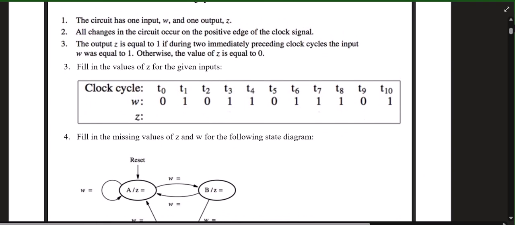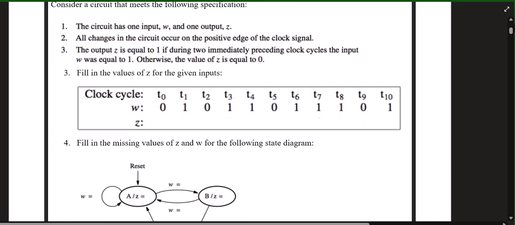Okay, so now let's take a look at a particular circuit that we're going to have to do some work with. So this circuit has one input, W, and one output, Z. All changes in the circuit occur on the positive edge of the clock signal. And then number 3 tells us what our output is. The output Z is equal to 1 if during the 2 immediately preceding clock cycles the input W was equal to 1. Otherwise, the value of Z is equal to 0.